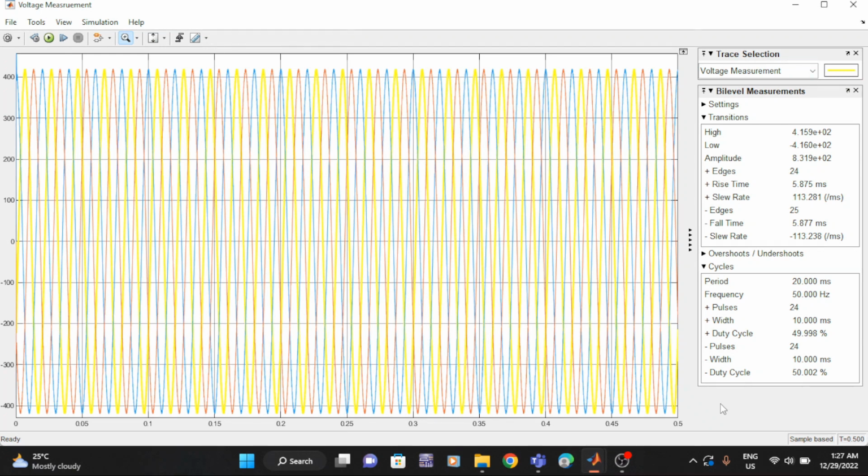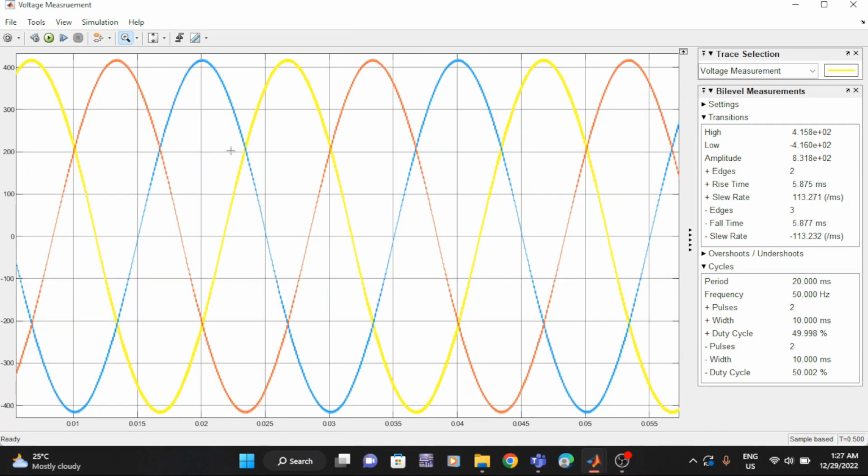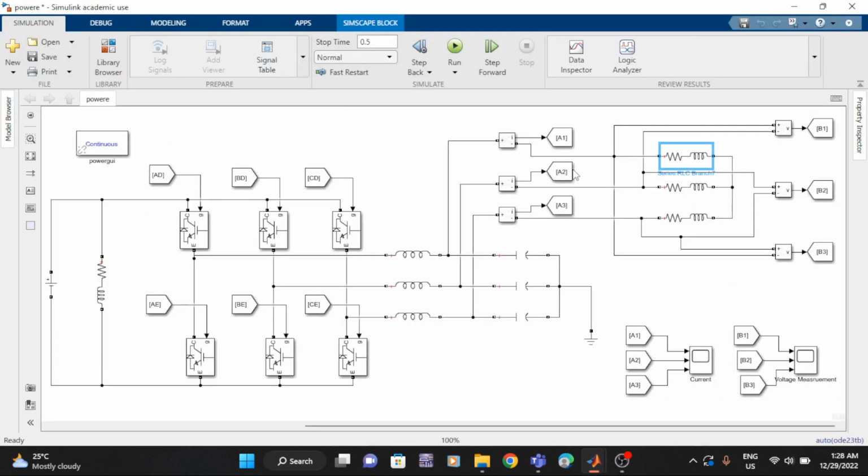So when we zoom in, we can see the sinusoidal graph like this. From this, we can see that the line-to-line voltage is 415 volts with a frequency of 50 Hz, following the requirement in the PBL. After that, we need to know the total harmonic distortion for the current and voltage.